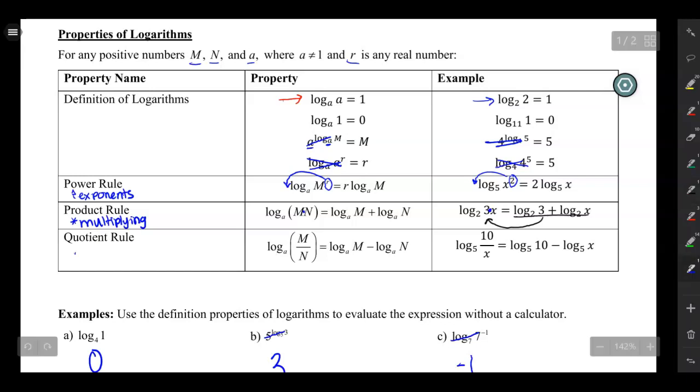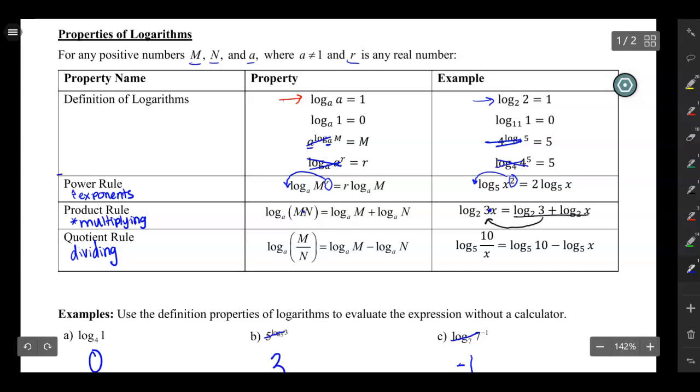Okay, and our last rule is the quotient rule. And we do the quotient rule when we are dividing 2 things inside of a logarithm. So I have log base a of m divided by n. I can separate this into 2 different logs, log base a of m minus log base a of n. So in my example over here, I have log base 5 of 10 over x, which I can change into log base 5 of 10 minus log base 5 of x.